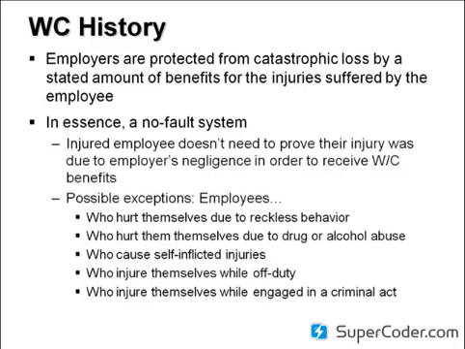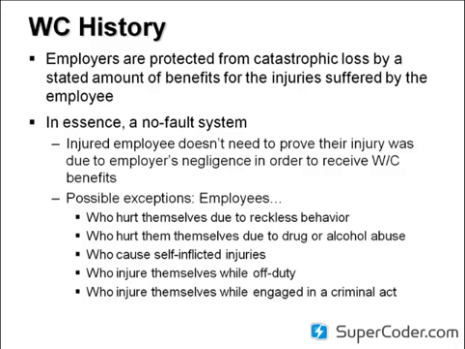Most states have requirements for the minimum amount. So again, in essence, it's a no-fault system. That injured employee doesn't need to prove their injury was due to the employer's negligence in order to receive benefits. There are a couple of exceptions where an injured employee may not receive coverage. And in the bottom of slide 4, I list those.